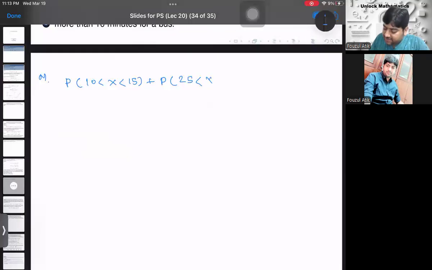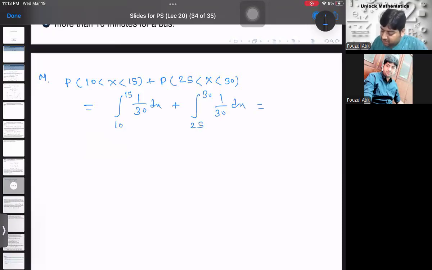Yeah, 25 less than x less than 30. So these two. Now, what is this probability? We have already checked. Its probability density function was 1 by 30. So it is the integral from 10 to 15 of 1 by 30 dx plus the integral from 25 to 30 of 1 by 30 dx. And if you do the calculation and after simplification, let us see what value we'll be getting.